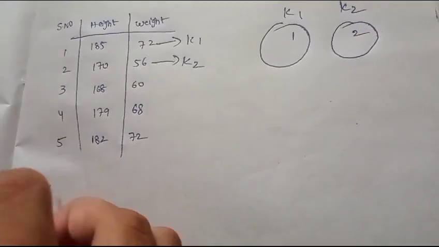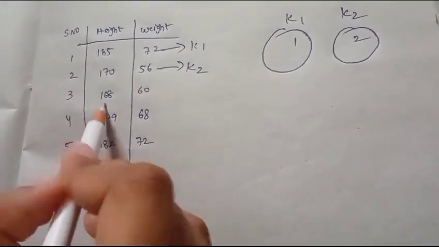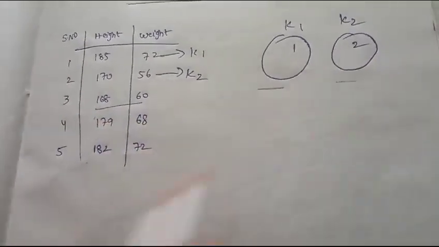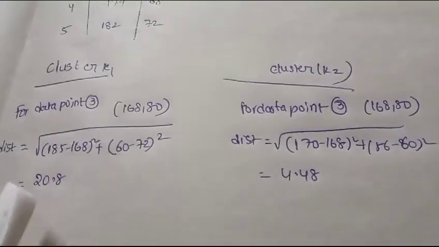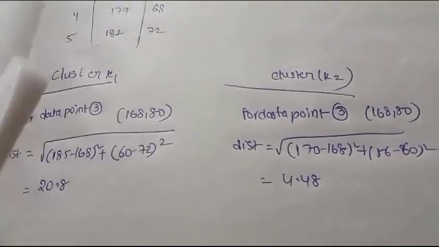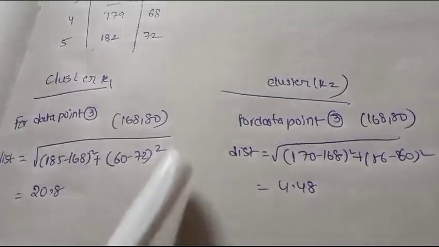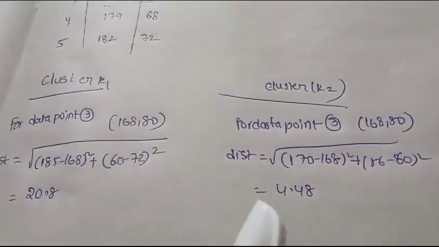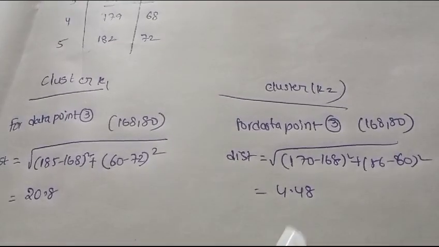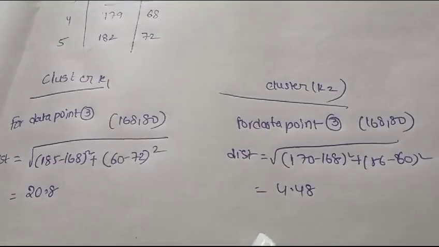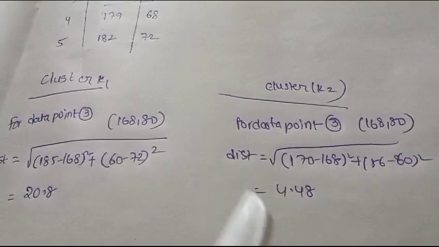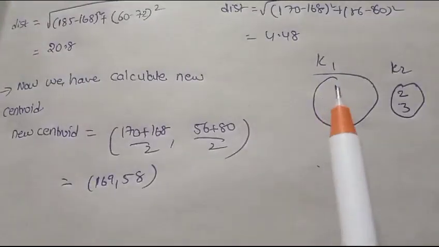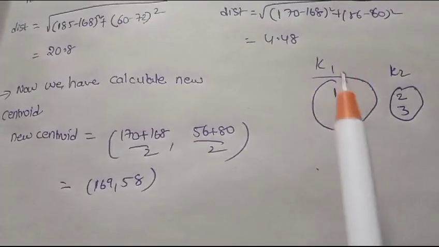For this, we have to calculate the distance from this data point to the cluster K1 and from this data point to the cluster K2. For cluster K1, we calculated the distance of data point 3 corresponding to data point 1. We obtained 20.8 and for cluster 2, we got the resultant value as 4.48. We have to consider the lowest value. So, the data point 3 belongs to the cluster K2. The resultant cluster will be as follows.